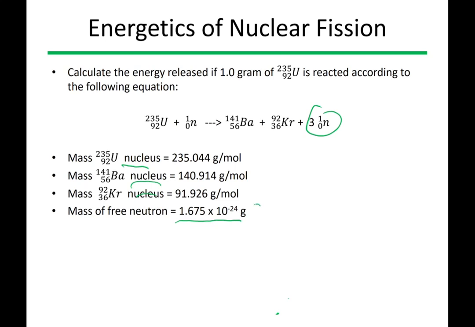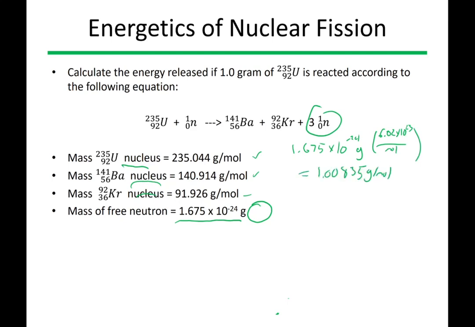You'll notice first that the units are different here. So this is just in grams of 1 neutron instead of grams per mole like everything else. So let's first find the mass of a neutron in grams per mole. So we'll take the 1.675 times 10 to the negative 24th grams, and that's per particle, and we'll multiply it by Avogadro's number to get the grams per mole.